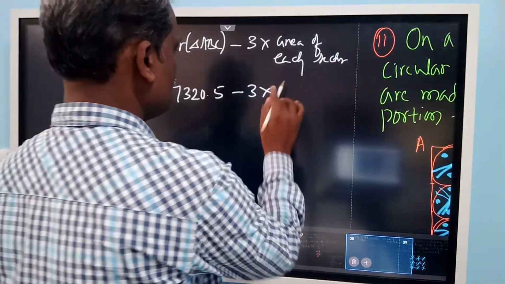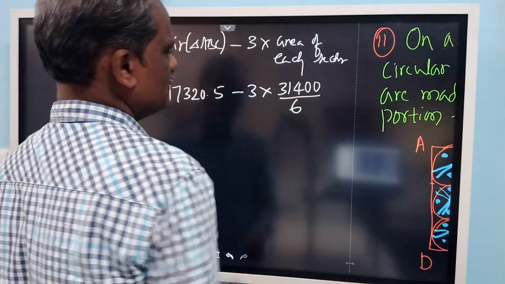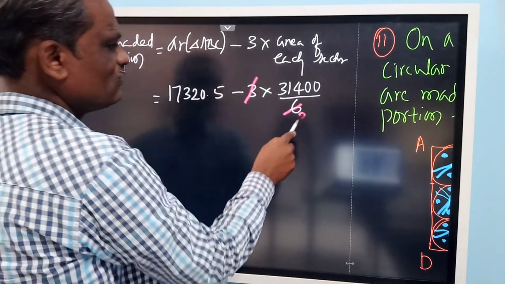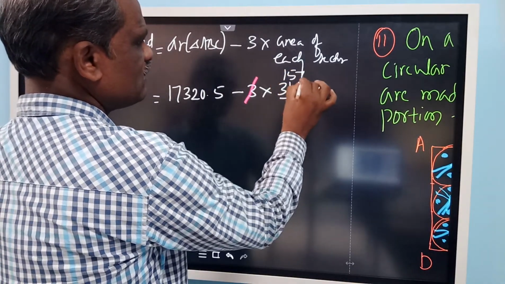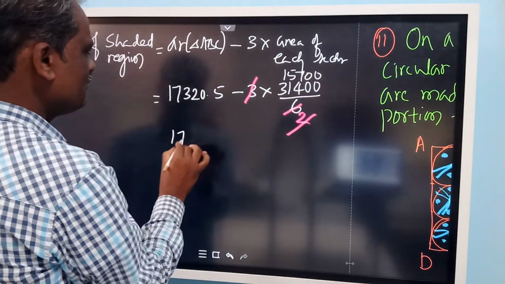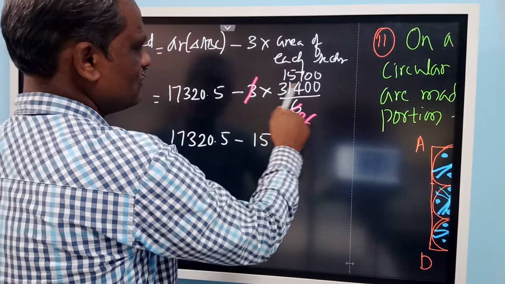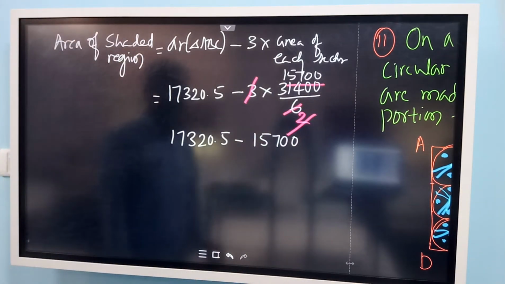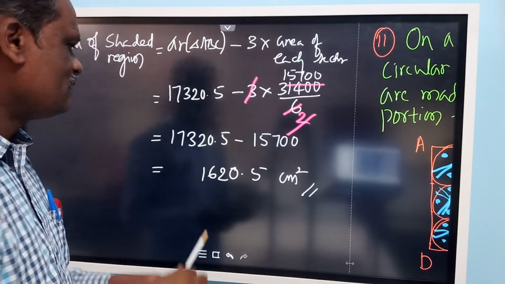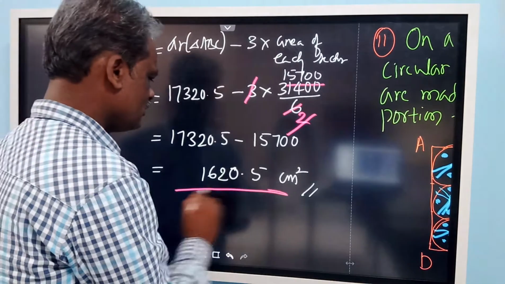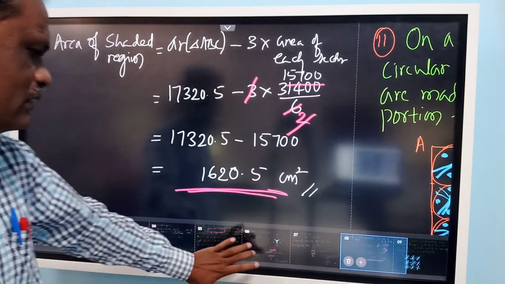31,400 divided by 6. Cancel this one: 3 ones are 3, 3 twos are 6, again 2 ones are 2, 2 fives are 10, 2 sevens are 14, 0 0. 17,320.5 minus 15,700. So after division, now subtract this, you will get the area of the triangle. This is the final answer. Now after subtraction, the answer will be 1620.5 centimeter square.